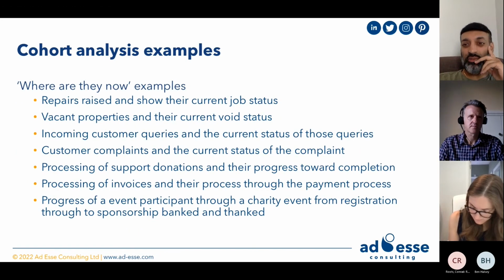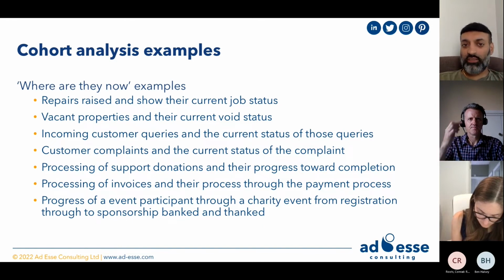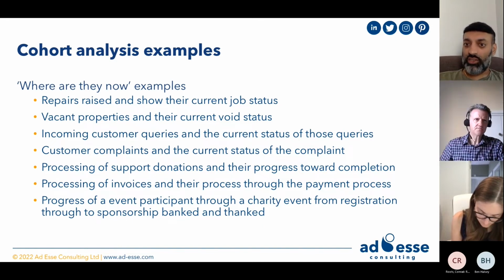Just some examples from some of the worlds that you are in. In housing, you might look at repairs raised and their current job status, or vacant properties and the voids process and their current status. More generically, look at customer queries or customer complaints and the status of that resolution being provided to the customer. In charities, you might look at supporter donations and their progress towards completion.